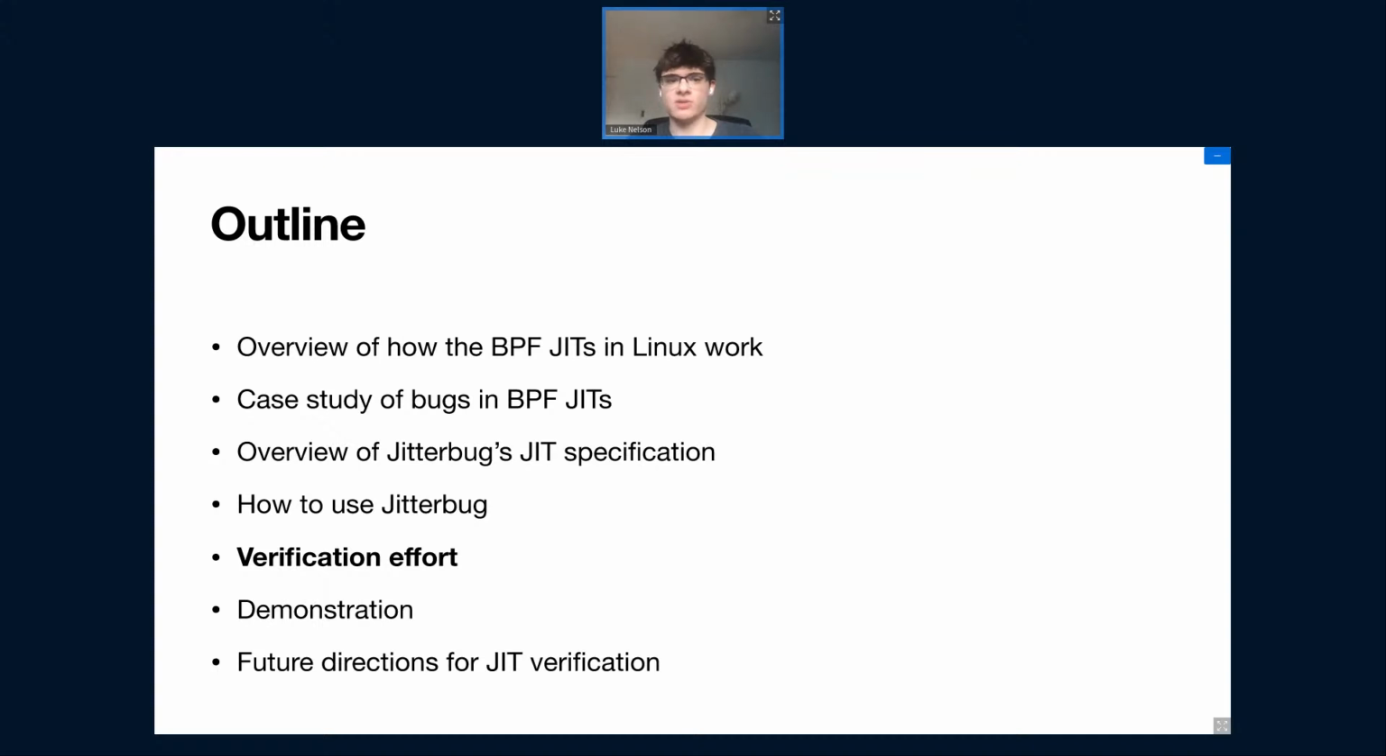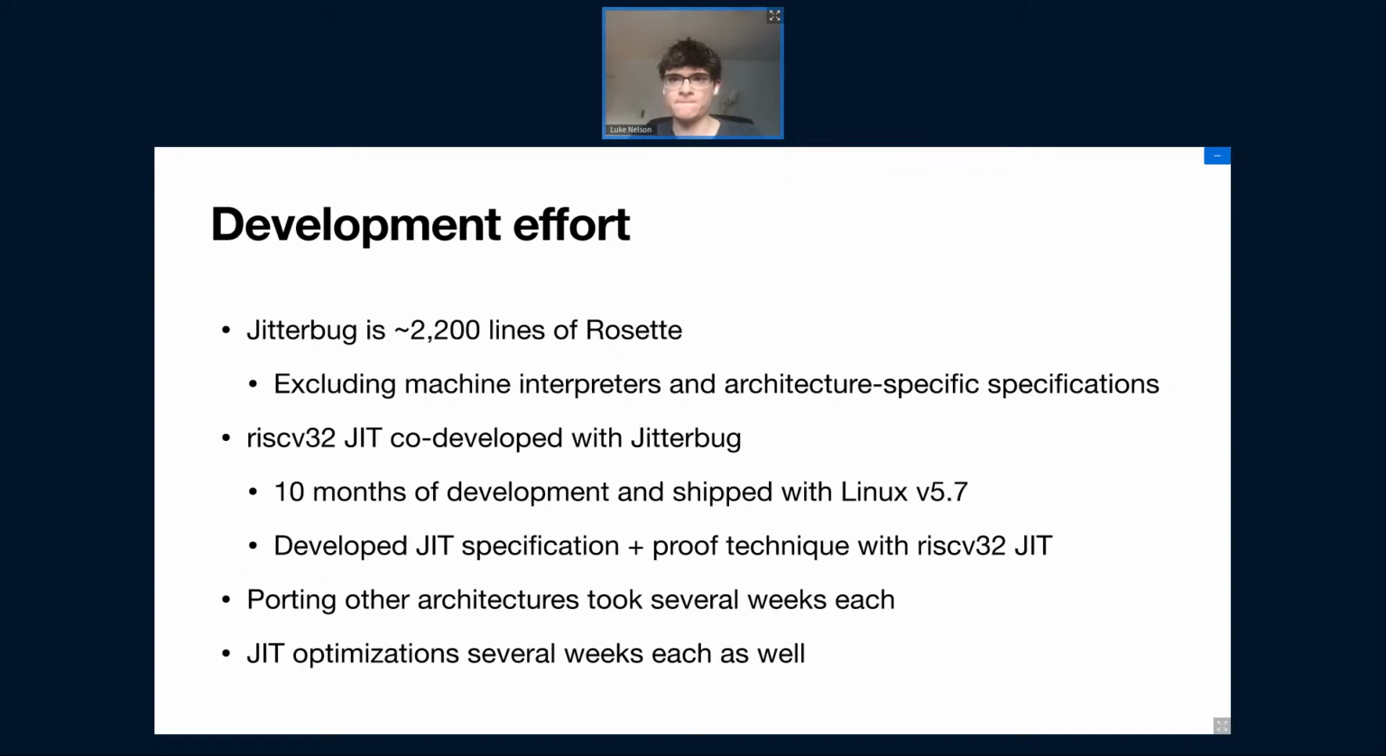Okay, so next I'll talk about the verification effort of developing Jitterbug and importing and verifying the JITs. Jitterbug itself is roughly 2,200 lines of Rosette code. This is excluding the machine interpreters and any architecture-specific specifications. So this is just the core libraries and core specifications that Jitterbug defines. The RISC-V 32 JIT, we co-developed with Jitterbug over the course of about 10 months of development, and the RISC-V 32-bit JIT has since been shipped with Linux 5.7.